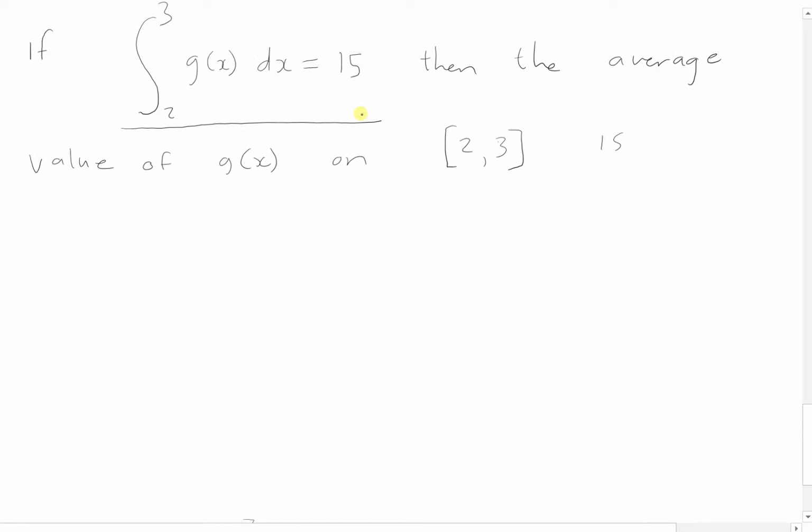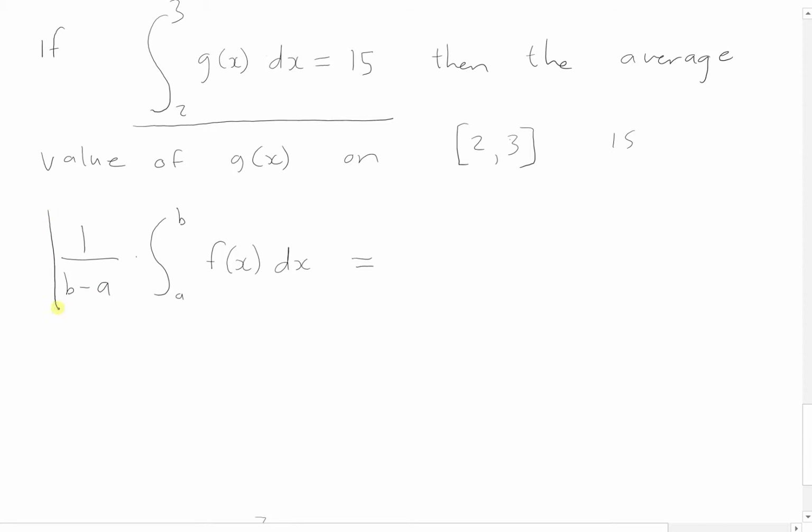For instance, they've given us that the integral is equal to 15. If you remember, the formula for finding the average value of a function is 1 over b minus a times the integral from a to b of f of x dx, which in this instance would be g of x dx. This is all they're giving us, and we already know this formula, so all we're going to have to do is plug in.